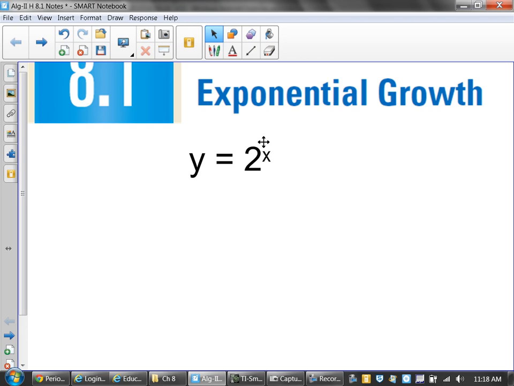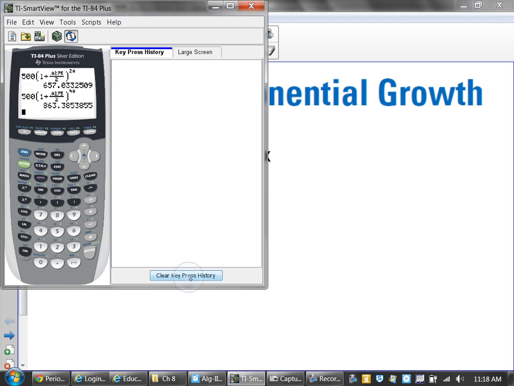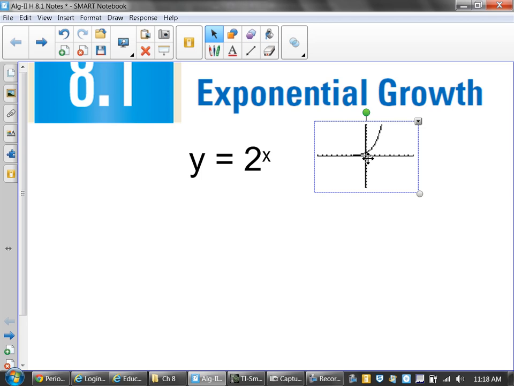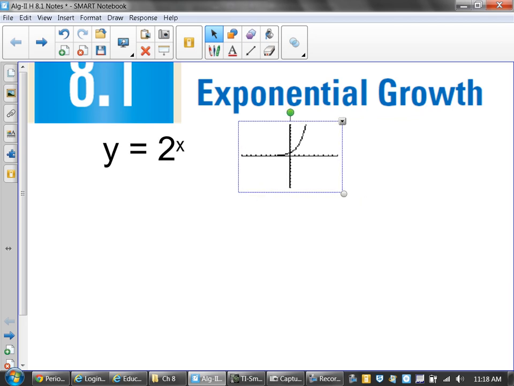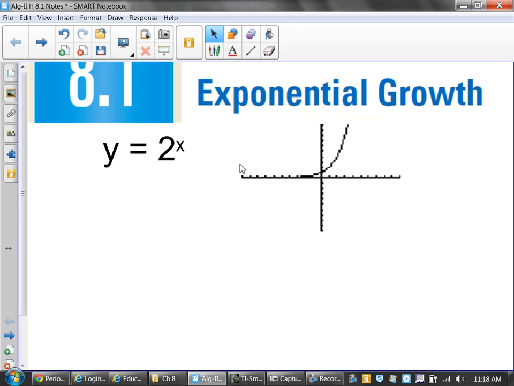Y equals 2 to the x. So you have y equals 2 to the x. I want you to go ahead and hit graph, and you're going to get some funky looking curve. Hopefully everybody's graph kind of looks like that, right?